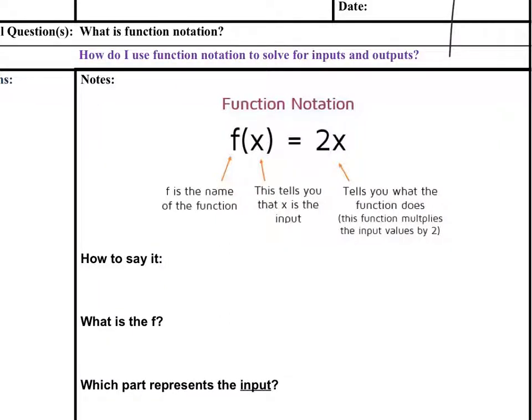This is f of x. It's not f times x. It's not fx. So f of x, you literally say f of x.